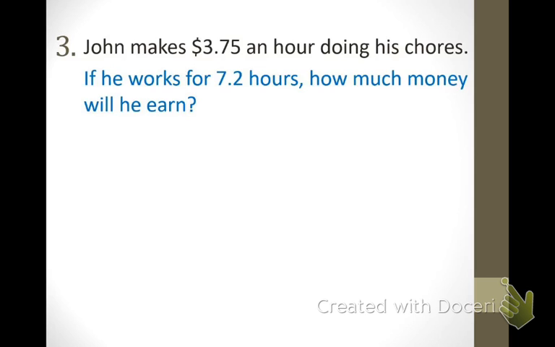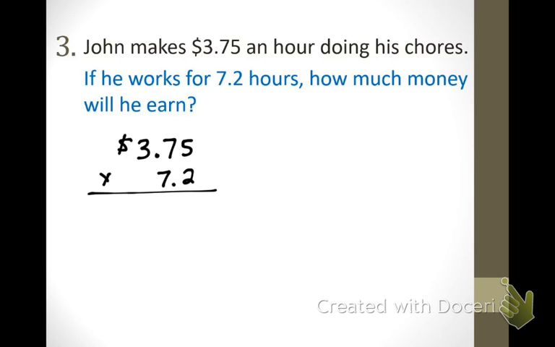All right, so for number 3, we've got a story problem here. It says John makes $3.75 an hour doing his chores. If he works for 7.2 hours, how much money will he earn? Carlos, help me out. How do I do a problem like this? You multiply the 2 numbers together, okay? So you've got 375 times 7.2. Who wants to do that for me? Jakari, you can do it for me.